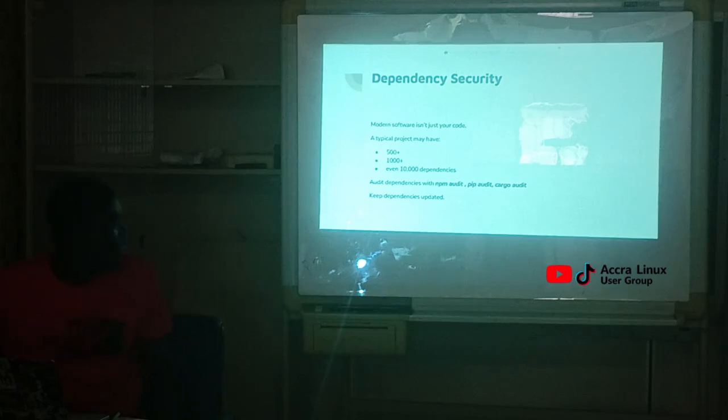Just like we mentioned at the beginning, modern software isn't just your code. A typical project can have 500 plus, 1,000 plus, or even 10,000 dependencies. When I say dependencies, I mean software which your code relies on. There's a whole lot of software at the back that your code is relying on. And so, because of this, one of the things, in fact, NPM, how many of us know what NPM is?